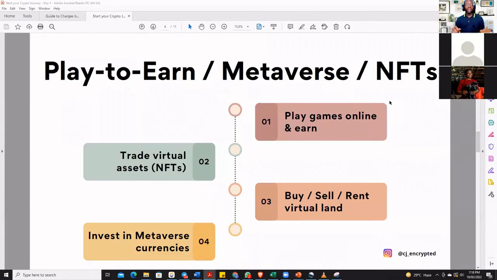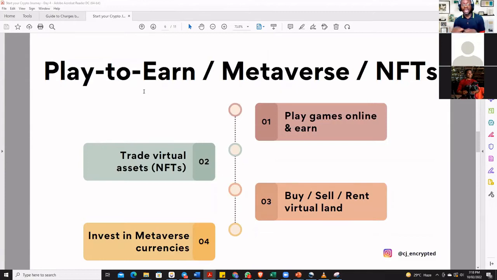These three areas that you see here, they are all interconnected. So I have play to earn, I have the metaverse, and I have NFTs. They are all interconnected, but I'm going to take the time to explain what these things are. Okay, so what is play to earn? Play to earn is essentially referring to games that you can play.